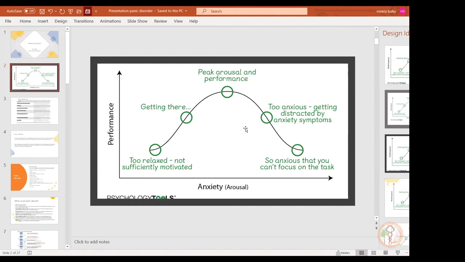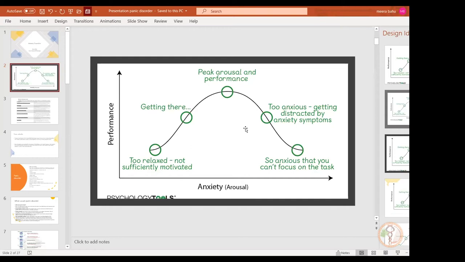So when we are doing performance, anything that we are going to do, the anxiety is the arousal. When we are too relaxed, very low in terms of relaxation, not sufficiently motivated, then our performance is low. And when arousal is a little bit up there, we are getting there. And that's the peak arousal and performance. For example, people are running and reaching for the goal because there is a competition going on. They put in a little bit more performance. They look at the runners behind them and say, all right, if I just do a little bit, then I will be able to achieve that.